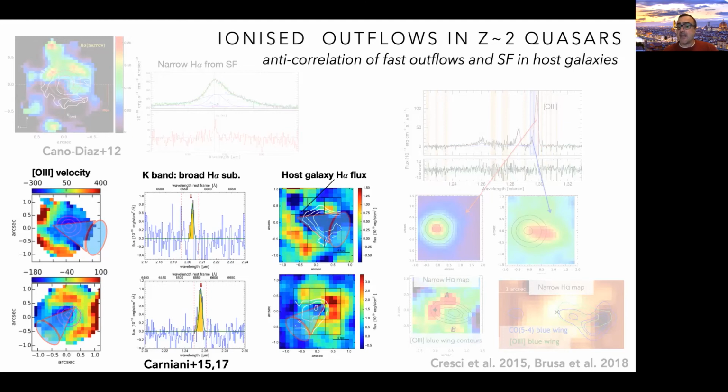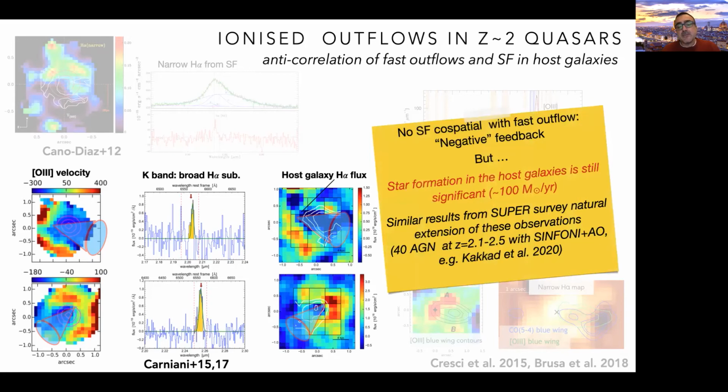Clearly, you see an anti-correlation between the highest outflow velocities and the presence of star formation, which is basically what you would expect to see. However, you have to take into account that even with this anti-correlation, star formation in the host galaxies is still significant, over 100 solar masses per year. So we are still not seeing outflows which are totally quenching star formation, and similar results are found by the SUPER survey, which we conducted over a sample of AGN at this intermediate redshift.